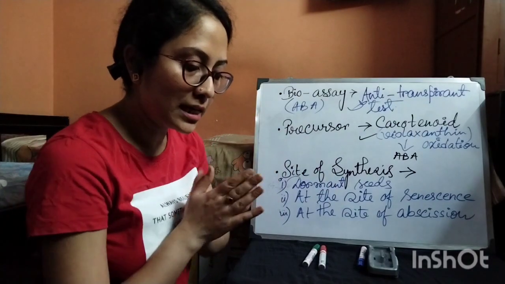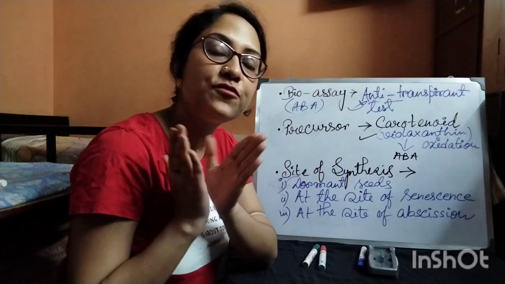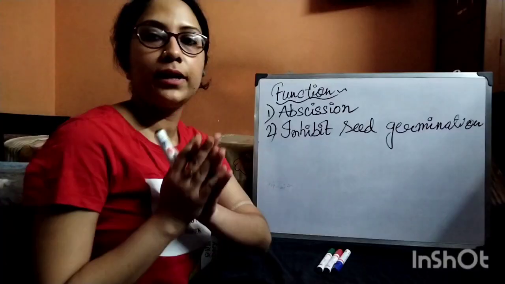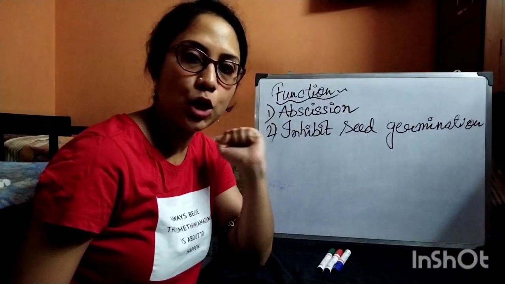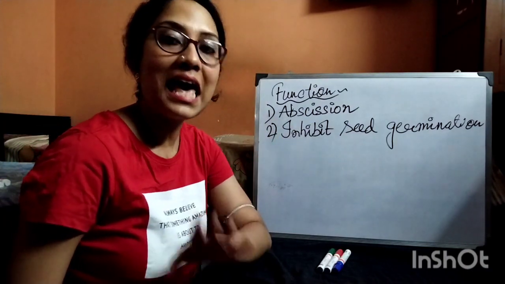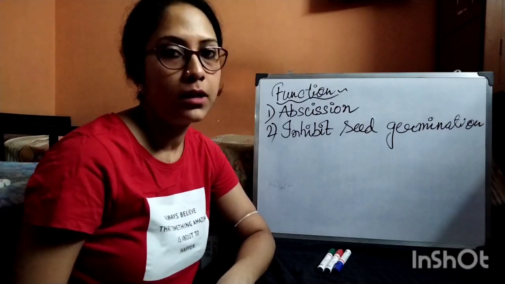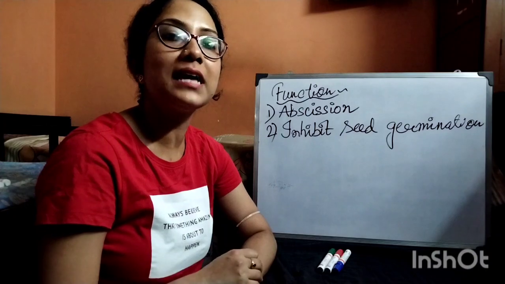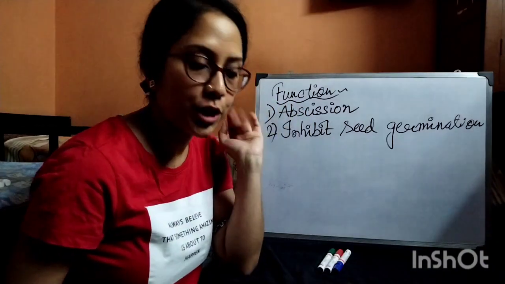Okay, so let's continue with the last portion of our class, which is the physiological role of the abscisic acid hormone. The first function is abscission. As the name of the hormone is abscisic acid, it must have a function over abscission. After detachment of fruits or leaves from the plants, the hormone has a very high role. The second one is that the hormone inhibits seed germination.